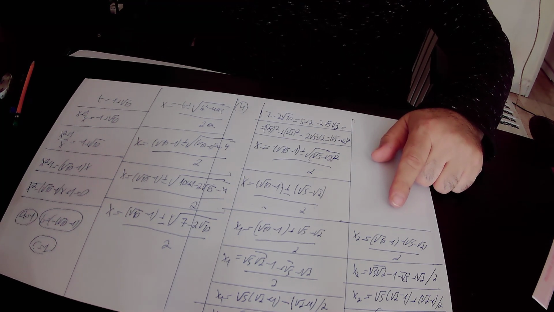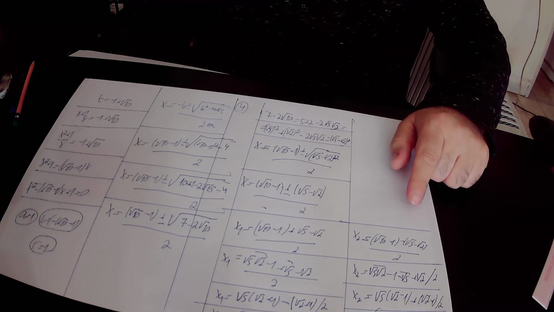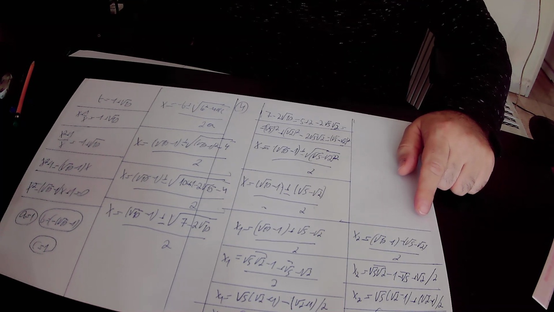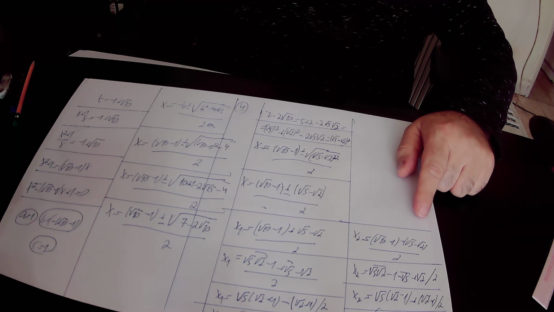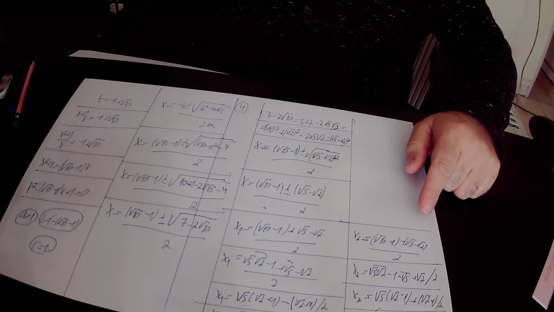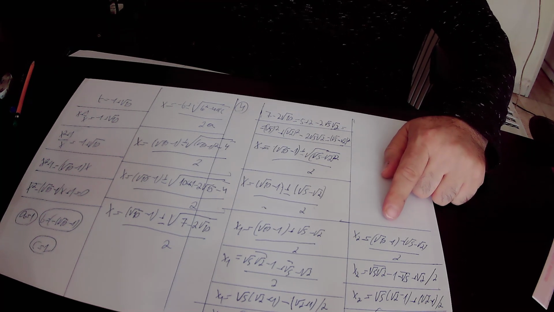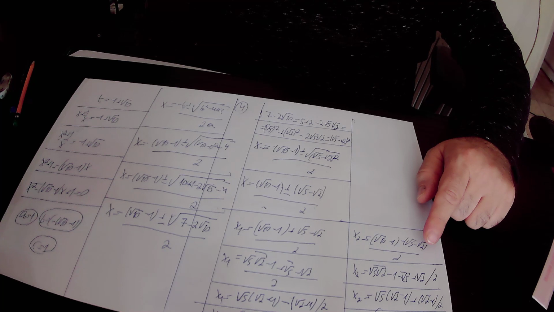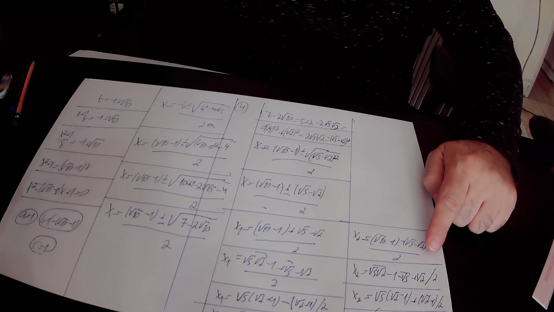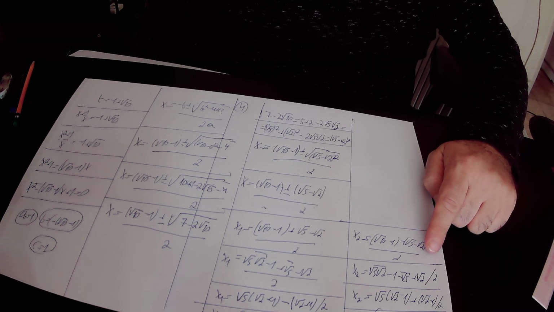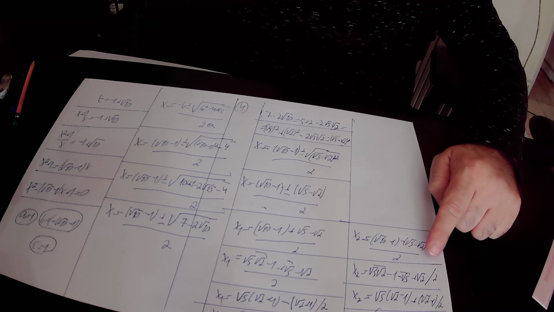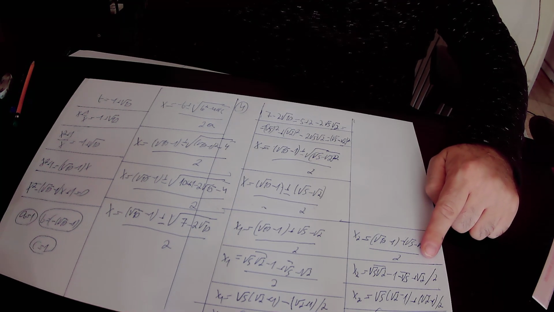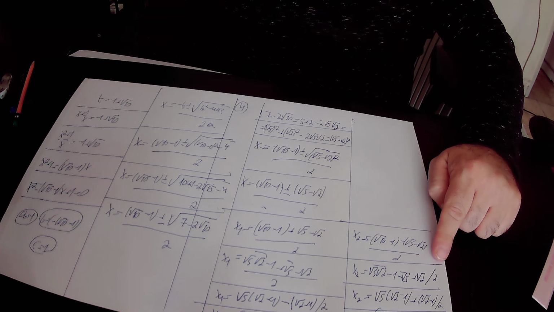So here x2 equals square root of 10 minus 1 minus square root of 5 minus square root of 2. Here we substituted square root of 10 by square root of 5 times square root of 2, and we got that x2 equals square root of 5 times square root of 2 minus 1 minus square root of 5. Here we have minus and minus is plus, so it is plus square root of 2, all divided by 2.